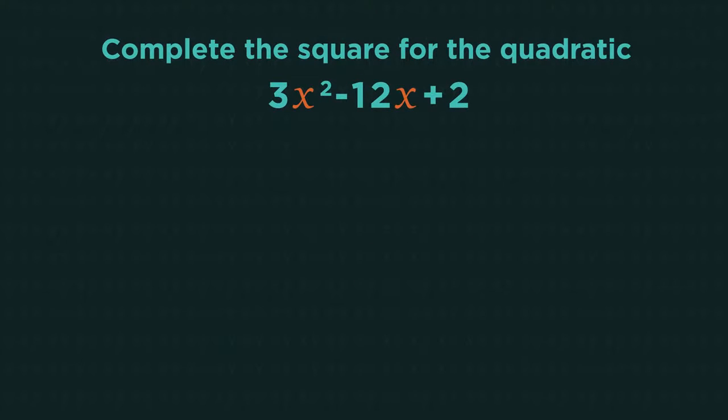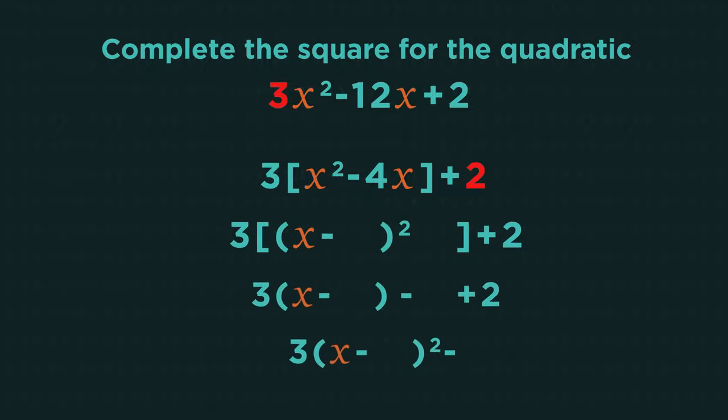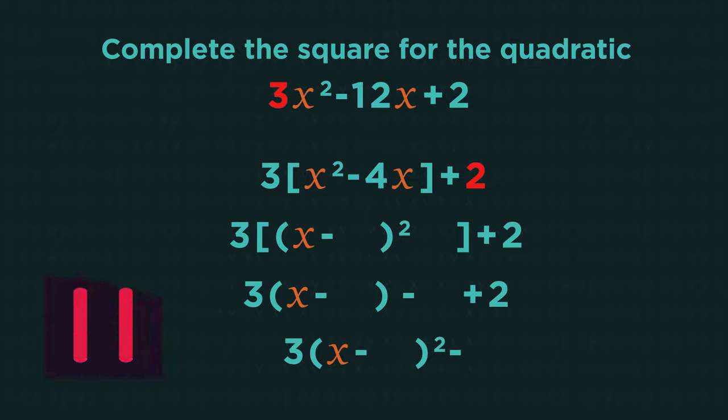So let's have a quick look at what happens when the coefficient of x squared isn't 1. I'll get you started and then you can finish it off. So start by factoring 3 out of the 3x squared and the negative 12x to give us x squared on its own. Leave the 2 alone. Now you can complete the square. Pause the video, complete the square and click play when you're ready to check.